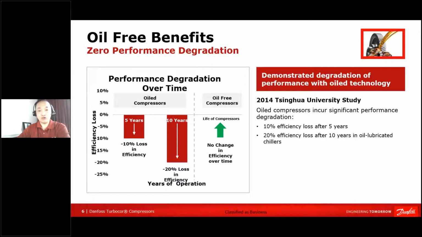Now contrast that with oil-free compressors, where oil is eliminated from the system, and the resulting performance degradation was zero. Oil was not present in the system, therefore there was no change in efficiency over time.